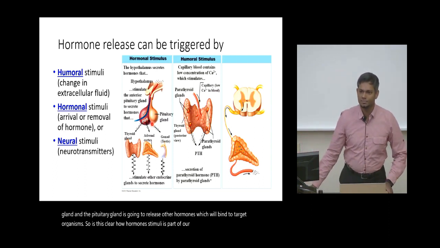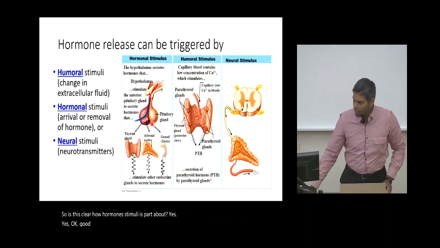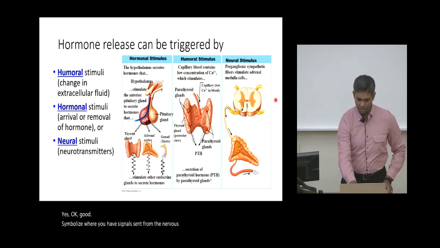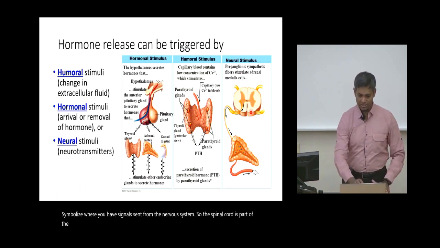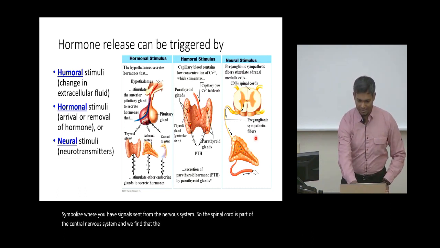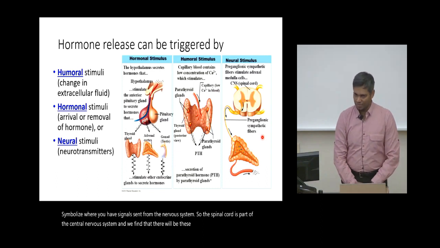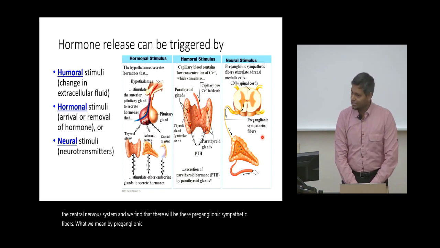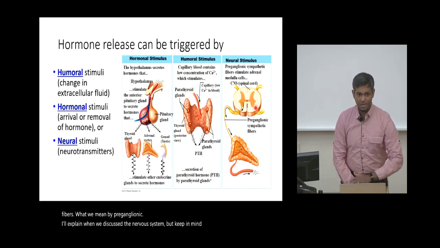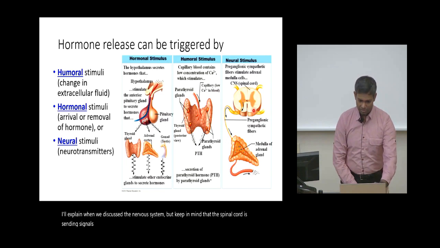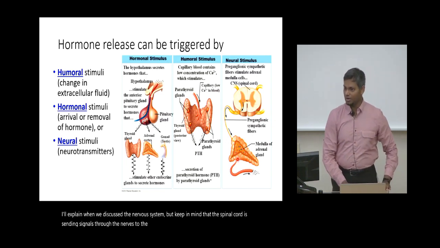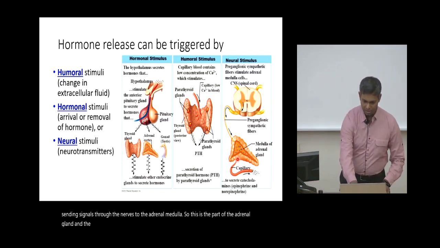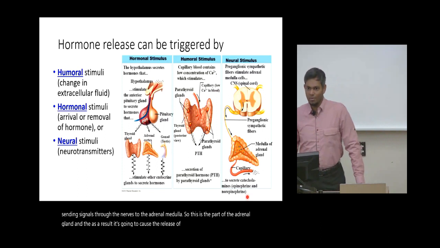Yes? Okay, great. Neural stimuli is where you have signals sent from the nervous system. The spinal cord is part of the central nervous system, and there will be these preganglionic sympathetic fibers. What we mean by preganglionic, I explained when we discussed the nervous system. But keep in mind that the spinal cord is sending signals through the nerves to the adrenal medulla. This is the inner part of the adrenal gland, and as a result, it causes the release of epinephrine and norepinephrine, right?